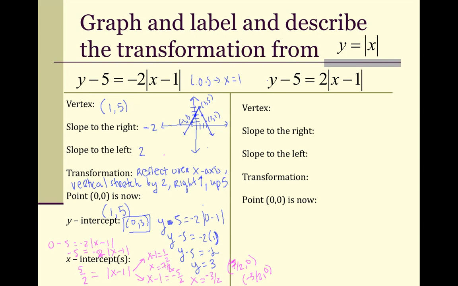So hopefully you've done that and used mine as a model. The vertex here would as well be (1, 5). But the slope to the right is now going to be 2, and the slope to the left is going to be -2. The transformations are, this will be a vertical stretch. It's going to increase, right? It gets narrower, is another way to think about it. A vertical stretch by 2, and it translates right 1 and up 5.